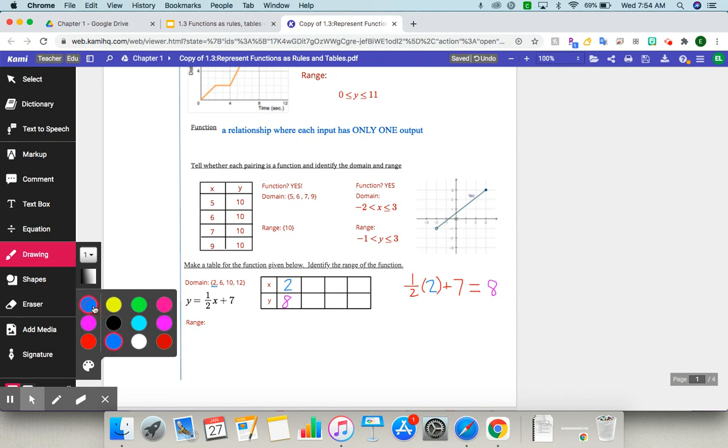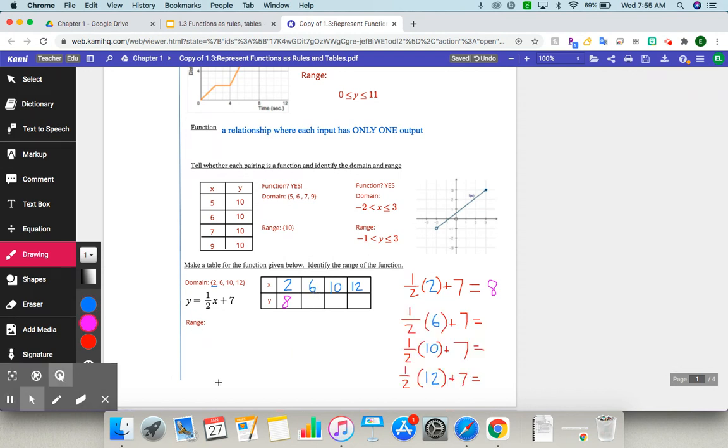And we can do this for each number in our domain. So I also have 6, 10, and 12. I'm going to use this same process to determine the corresponding outputs for these inputs of x. So when x is 6, my output is a y value of 10. When x is 10, my output is a y value of 12. And when my input is 12, my output is a y value of 13. So I can fill those in my table.